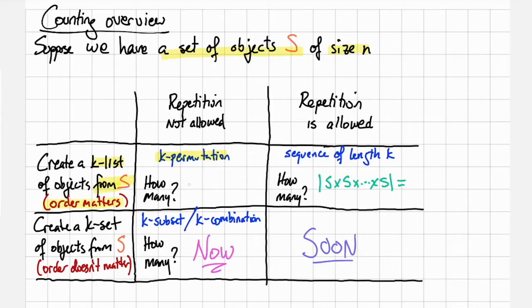And what we learned is that the number of k permutations is P(n,k), which is n factorial over n minus k factorial. If instead we allow repetition, we have a sequence of objects from S of length k, which is an element of the Cartesian product of k copies of S, and the number of such sequences would be n to the k.